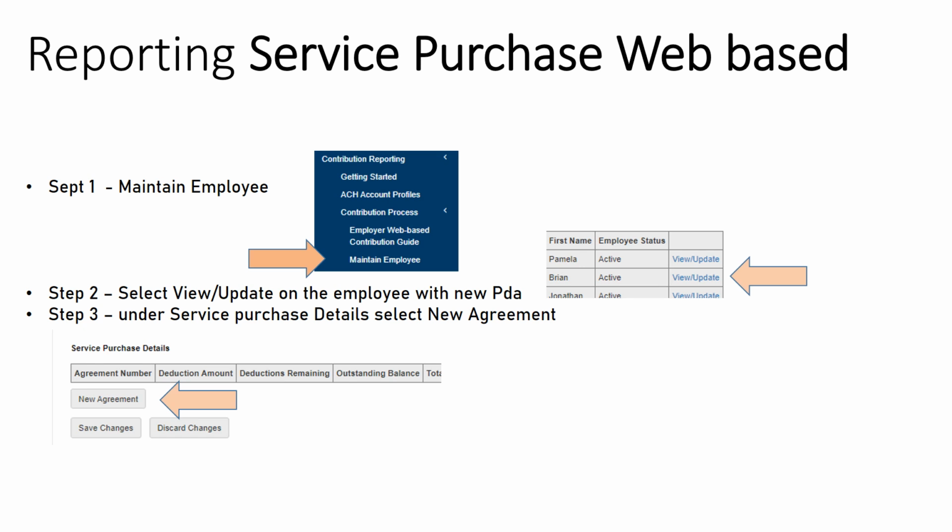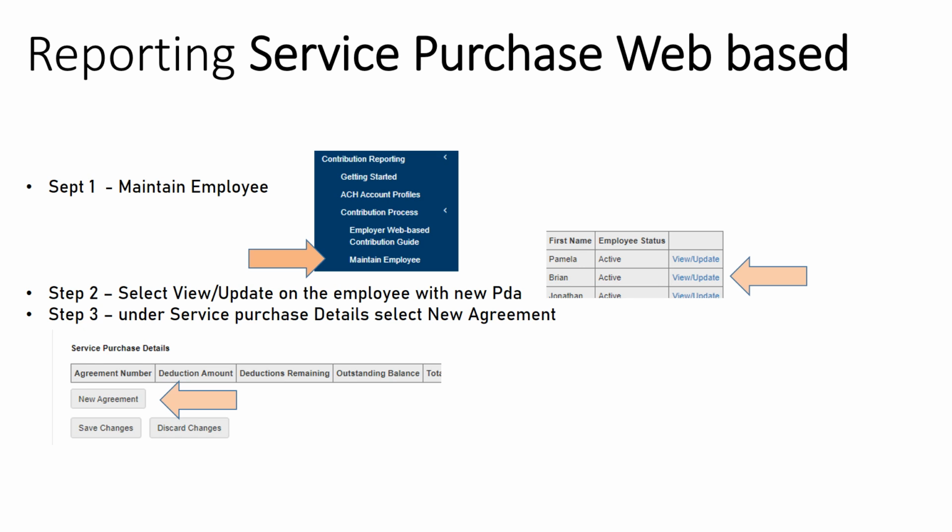Next, we wanted to go over how to set up a new service purchase in the system. First thing you would do is go to your Maintain Employees and select the employee name of the new service purchase. Navigate to the Contribution Reporting section on the left-hand side and select Maintain Employee. This will open your list of employees. Click the View Update on the employee with the new PDA. This will open the employee's information for editing.